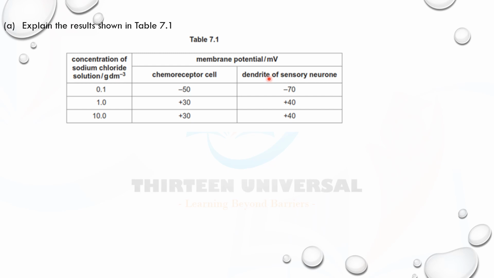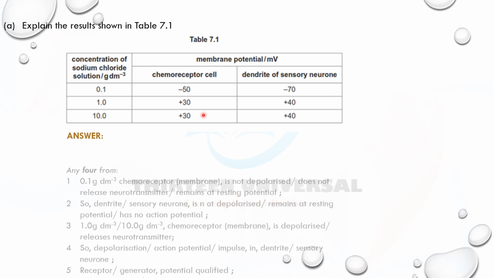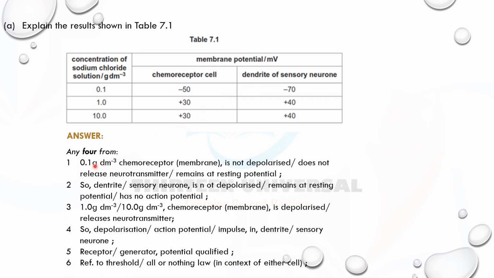Let's not waste further time. So you see at 0.1, it's still resting potential. Nothing is released, resting potential is the same. Because of that, the dendrite is not depolarized either. But at this point it is depolarized, so it releases neurotransmitter. Therefore, depolarization and an action potential occur in the sensory neuron.